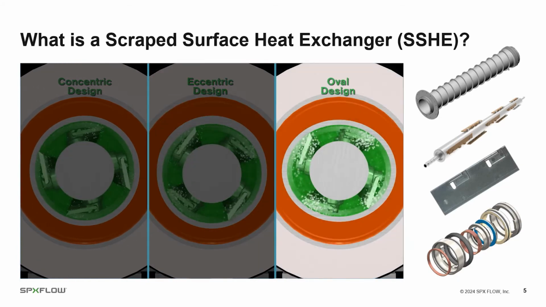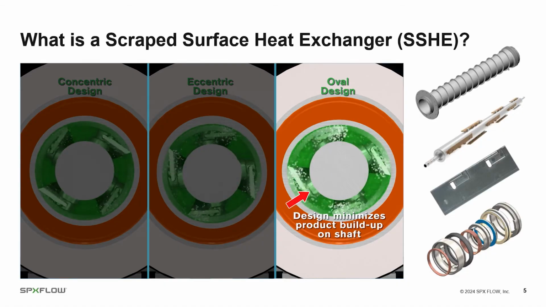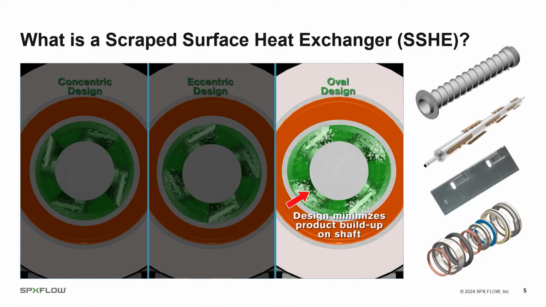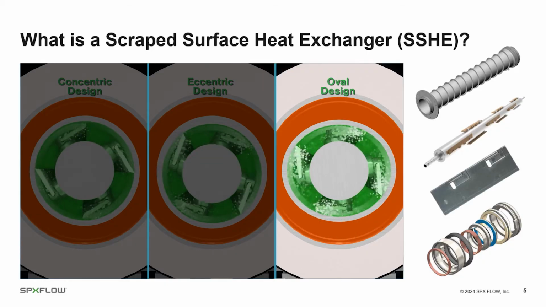This is where we actually squash the tube, keep the shaft in the center line, and then all of the blades are camming at different rates, but it keeps the shaft in balance for some of those very viscous products.